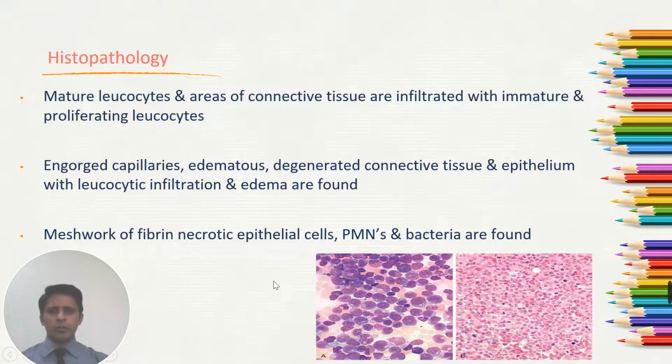Coming to the histopathology, the histopathologic picture shows mature leukocytes and areas of connective tissue which are infiltrated with immature and proliferating leukocytes. Engorged capillaries, edematous, degenerated connective tissue, and epithelium with leukocytic infiltration and edema are found. A meshwork of fibrin, necrotic epithelial cells, polymorphonuclear leukocytes, and bacteria are also found.